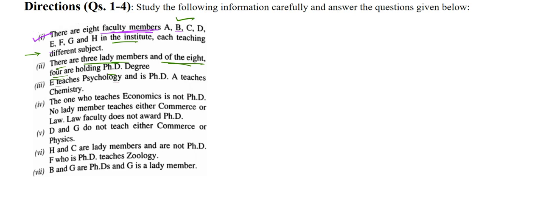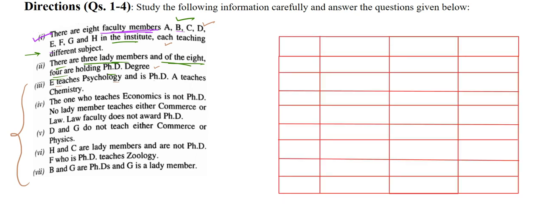Now we have E teaches psychology and is PhD. A teaches chemistry. So we have been given a few directions about these faculty members and their subjects, their gender, as well as whether they have a PhD degree or not. So for that, first let us draw a table over here. You can see we have a table in which we can fill up name, then subject, then gender, and then we can write whether they have the PhD degree or not. So names we know from A to H. So let us write over here.